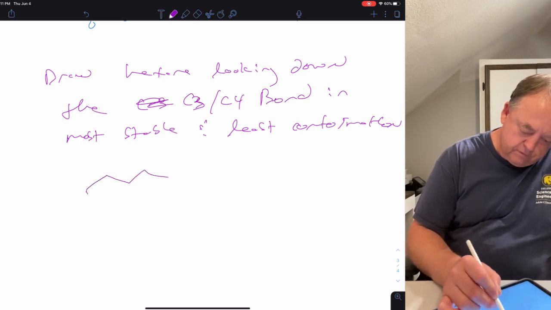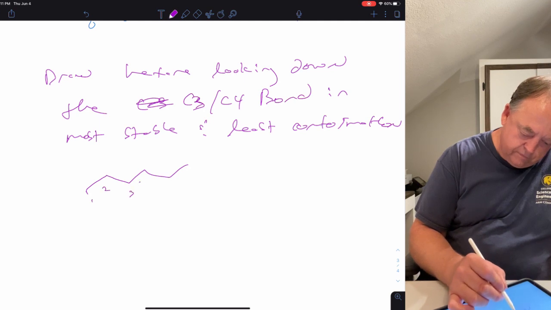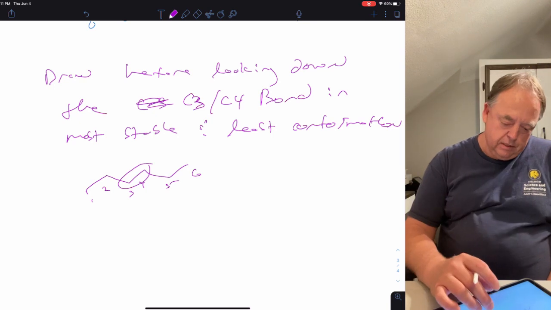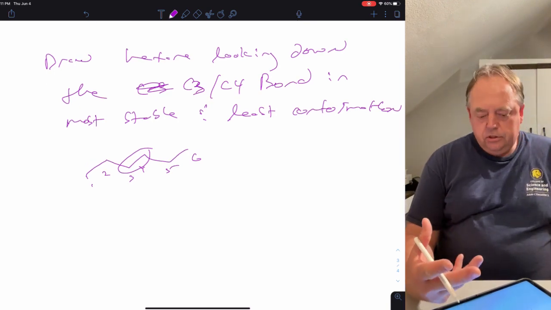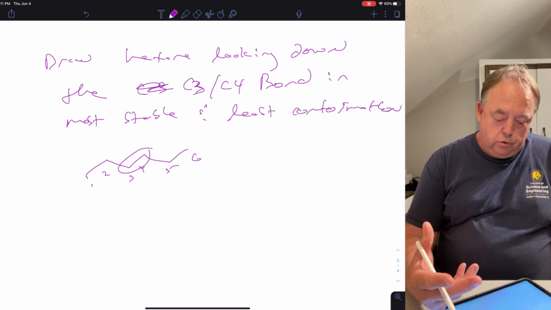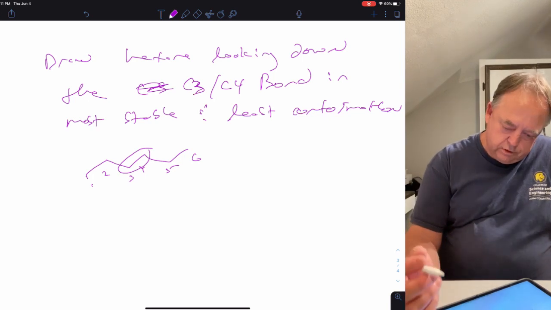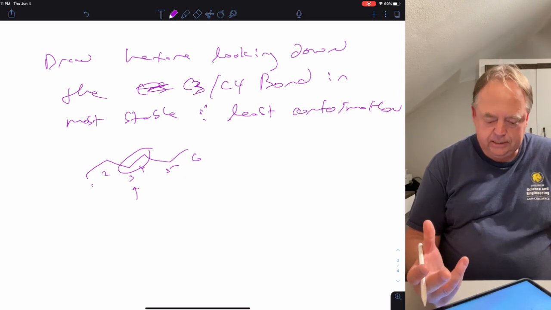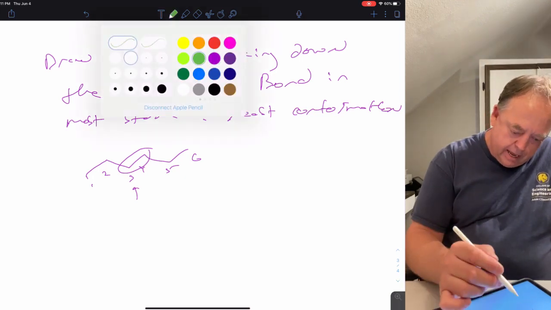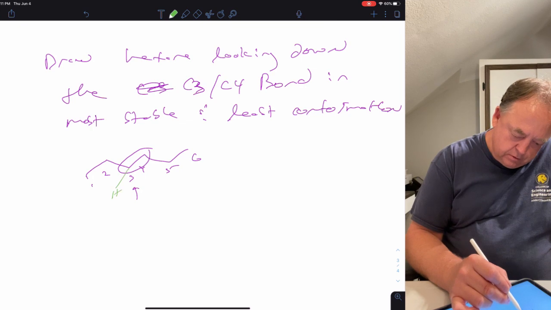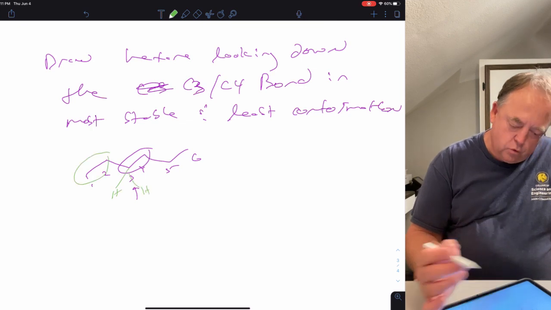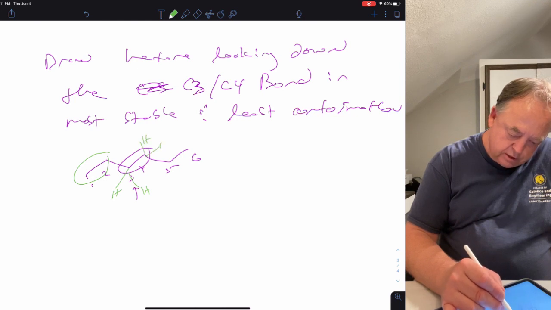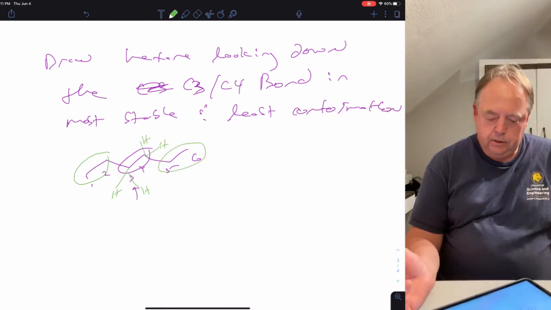1, 2, 3, 4, 5, 6. So we're talking about looking down the C3-C4 bond. So when it's drawn like that, the molecule does not show a three-dimensional aspect to it, right? So what you have to recognize is that C3 needs to be in front. So what all is attached to C3? Well, C3 has two hydrogens attached to it, and it's got an ethyl group attached to it. And what does C4 have attached? It's got two hydrogens attached, and it's got an ethyl group attached.